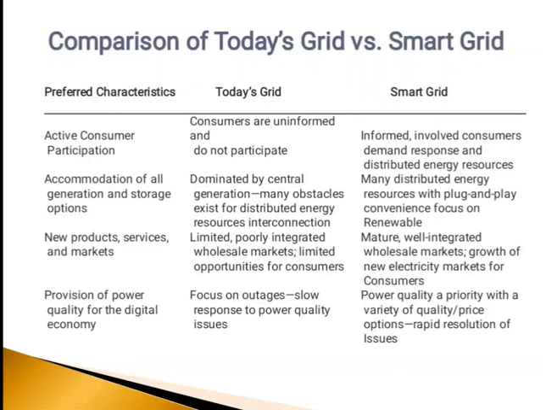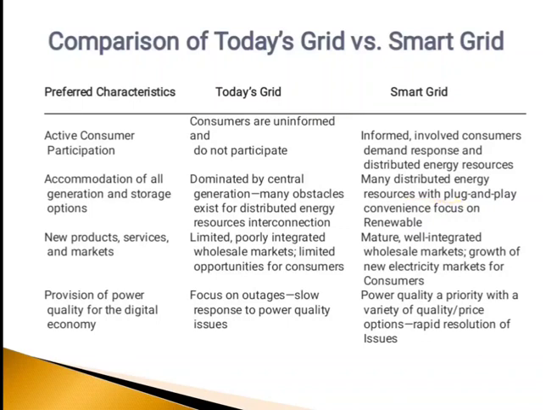Basically, today's grid is dominated by central generation. Usually the main electric grid generates the power, and it is distributed to the consumers. But in the case of smart grid, what happens? Many distributed energy resources or renewable energy resources, with plug and play convenience, are generating the power. So the accommodation of all these generation aspects as well as storage plays a very important role in the smart grid.